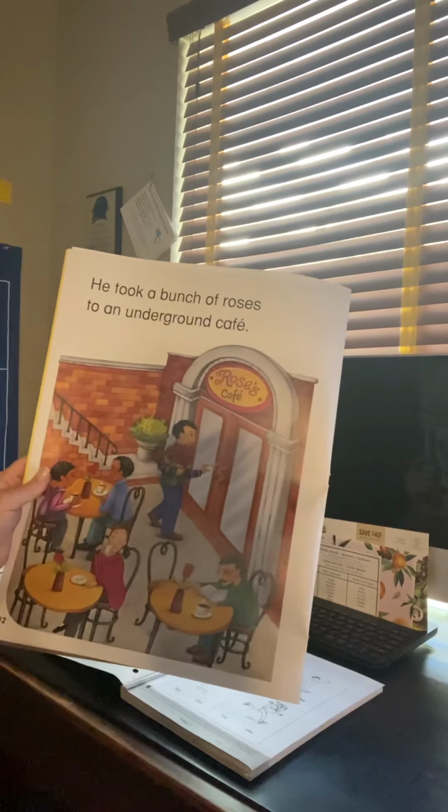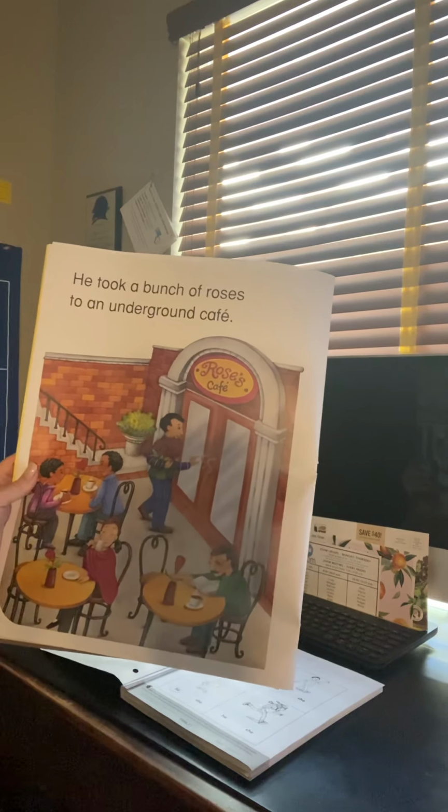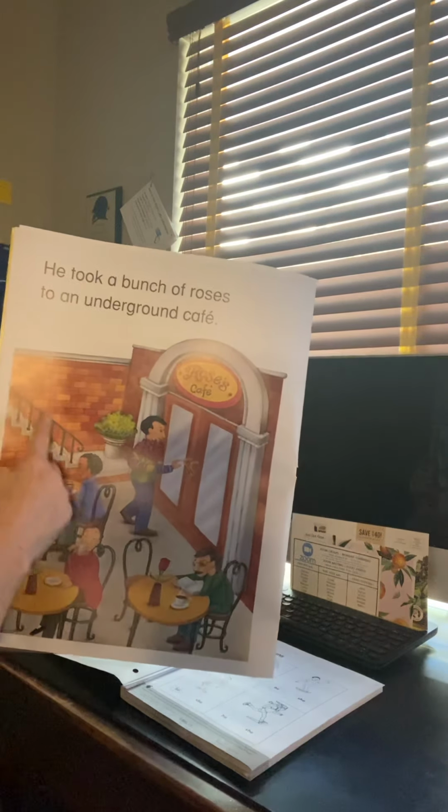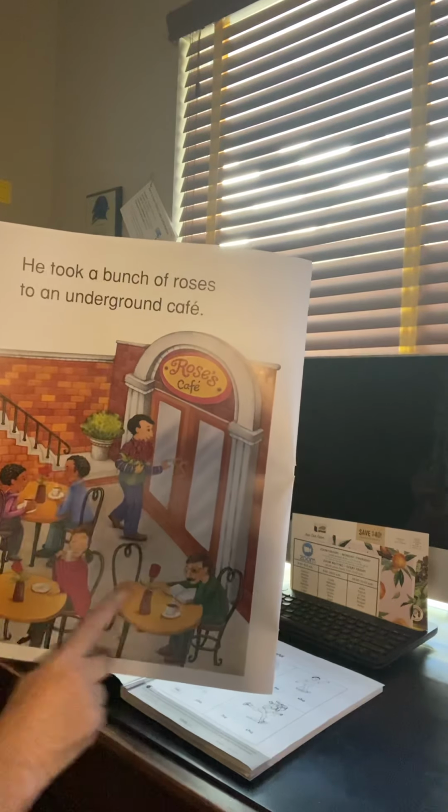Wonder where he's going to go next. He took a bunch of roses to an underground cafe. They call it underground because you have to go down the stairs, and then that little restaurant or cafe is here. Look, they're sitting outside.